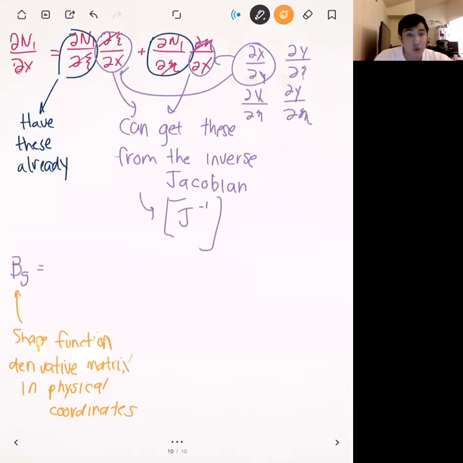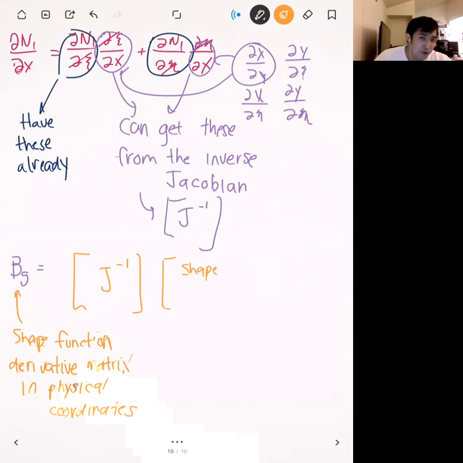And what this is equal to is the Jacobian inverse, which you can compute from step 5. You just take the inverse of the Jacobian. Most times you're going to let the computer handle this because computing an inverse is kind of a pain. And then you multiply this by our shape function derivatives in the parametric space.